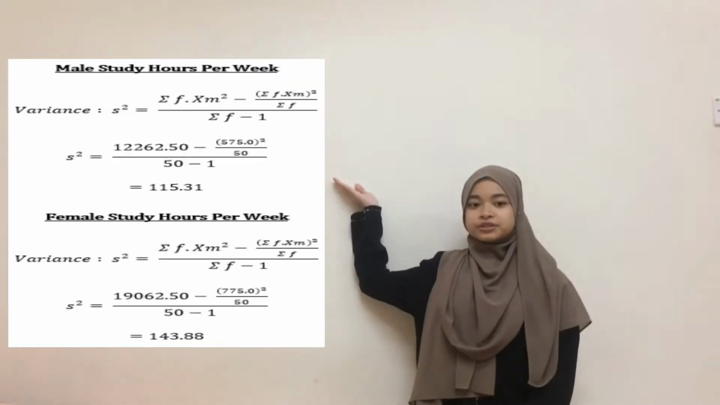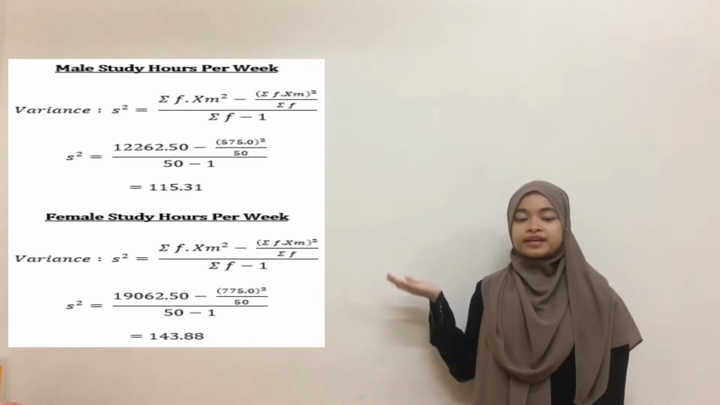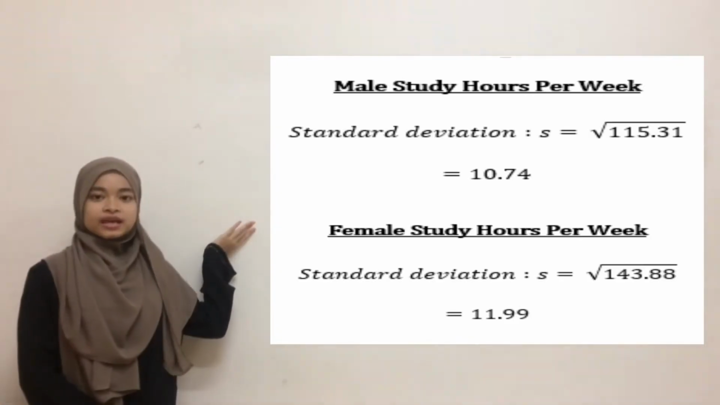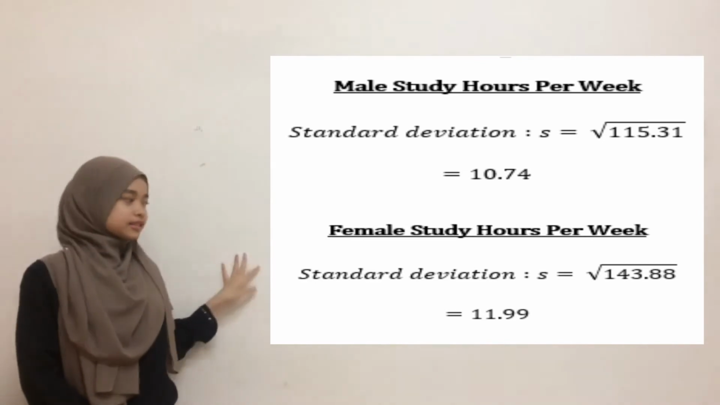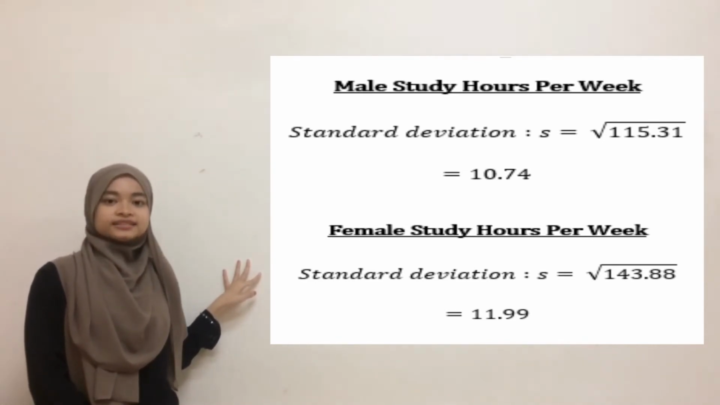Based on the calculation shown, the variance for male is 115.31 and the variance for female is 143.88 hours per week. Based on the calculation shown, this is the standard deviation for male, which is 10.74, and this is the female standard deviation, which is 11.99 hours per week.